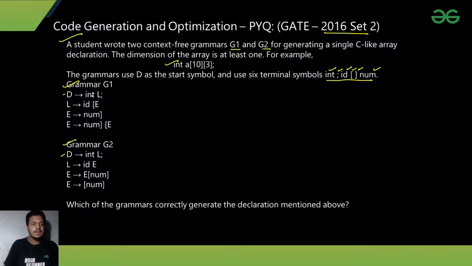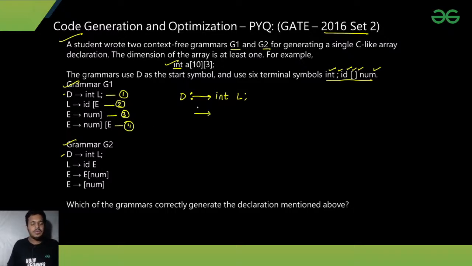Basically, using this grammar we need to find whether we can generate this array declaration statement or not. Firstly, starting with grammar G1. In grammar G1 we start from D, which gives us int L. So this first int is generated. Now our next target is to generate this A, which is basically an ID. So we can use our second production rule. I am giving the production rules numbers, first, second, third and fourth, because it will be easier to express.